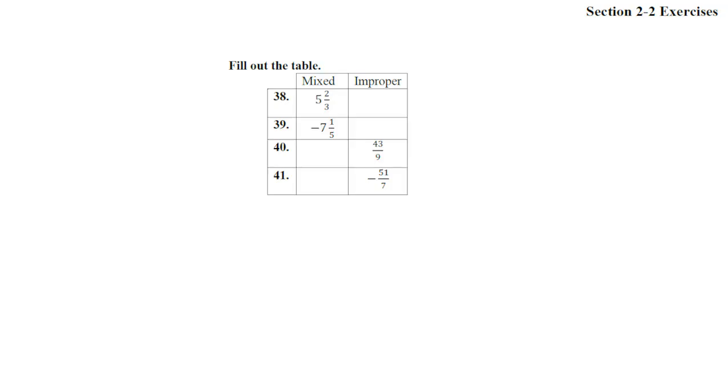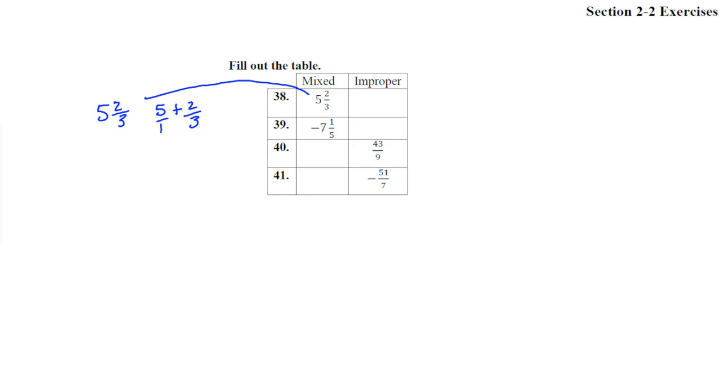Here we are in section 2-2 with exercises numbers 38 through 41. It says fill out the table. So we're transferring mixed numbers to improper fractions. Let's go ahead and take this one out here, 5 2/3. We're going to do this the long way, and then we'll do it the shortcut so you can see both of them. This is 5 plus 2/3.